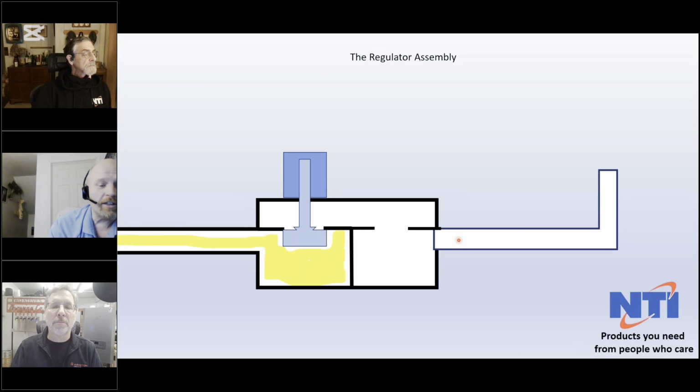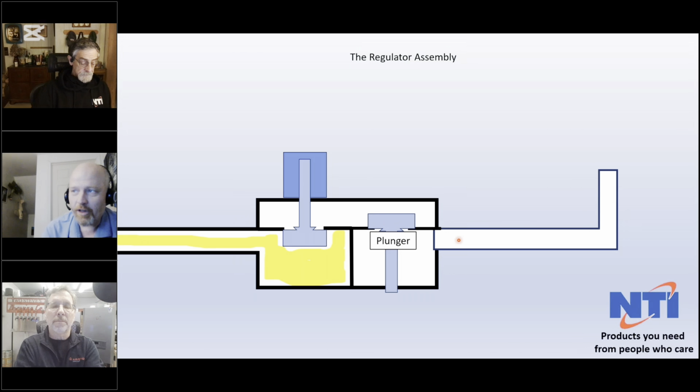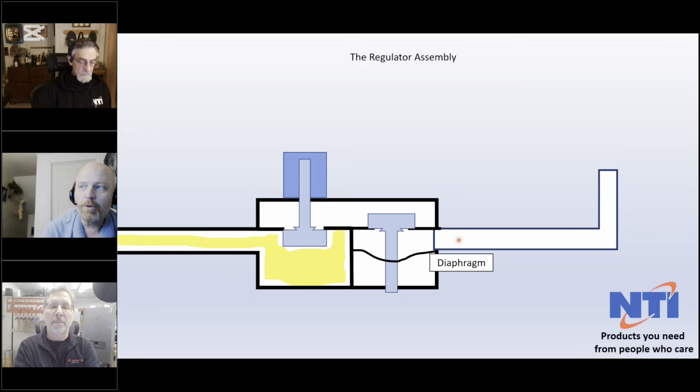The regulator assembly on the gas valve is very similar to the gas regulator that you would use in the field to feed the building. It works on the same process. So we've got a plunger. In this case, we've got a single plunger that's the solenoid to open the valve. And this assembly consists of a diaphragm. What the diaphragm does is contain the gas flow.